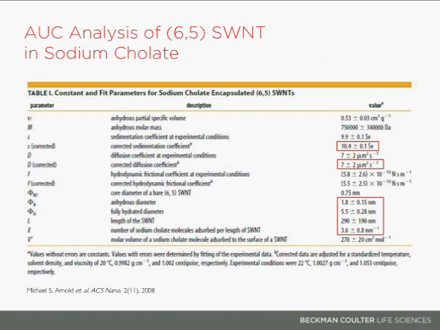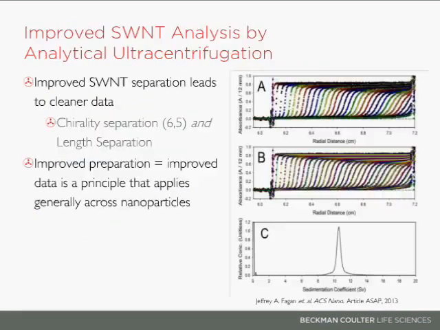Now, one theme with AUC is that improved sample preparation will lead to improved results. So an excellent result was just published earlier this year in March in ACS Nano again by Jeffrey Fagan out of NIST, and their group did chirality separation, so they separated one wrapping scheme, and then they did a second length separation step. So this two-step process led to much sharper AUC curves seen here in figure A and B, and led to, once again, a sharper sedimentation coefficient with lower standard deviation.